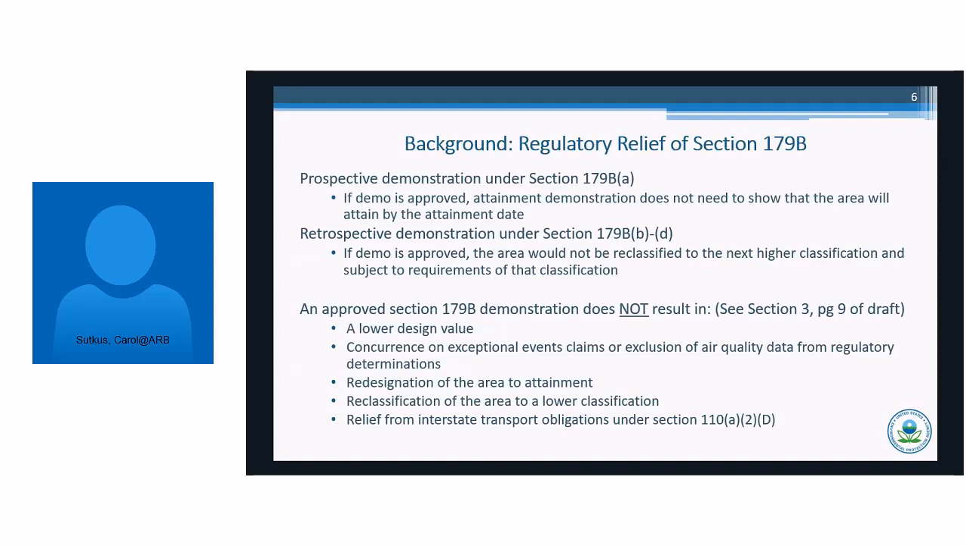In the second context, Sections 179B(b) through (d) for ozone, carbon monoxide, and particulate matter respectively use backward-looking or retrospective language that the area would have attained the standard by the attainment date but for international emissions. So we've termed this second instance a retrospective demonstration. Retrospective demonstrations typically involve analysis of past air quality. These demonstrations should be submitted after certified air quality data are available, indicating the area failed to attain by the attainment date.